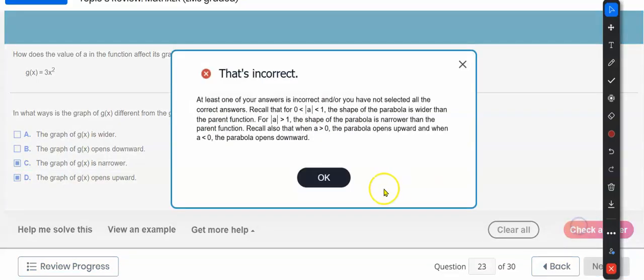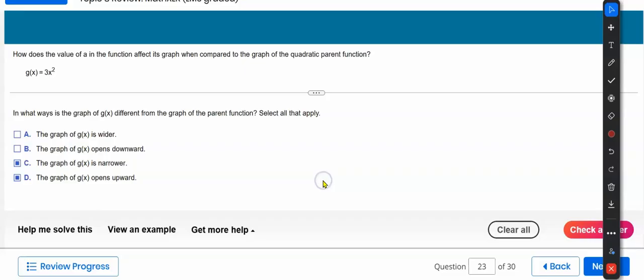That is true. Whoa, what do you mean it's incorrect? The graph opens upward, yes. It is narrower. Well, it's a vertical stretch, so of course it would be narrower.